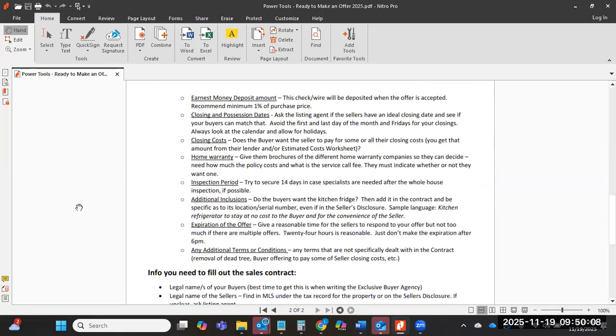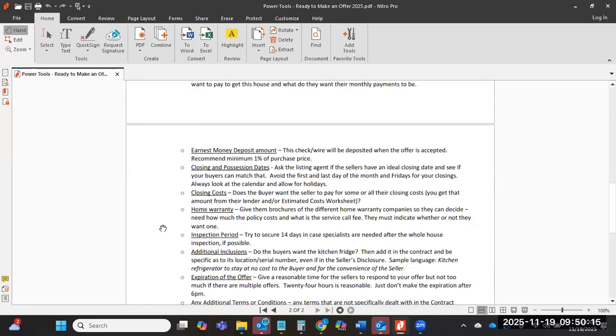Any additional terms or conditions. I know I skipped over expiration of the offer. Any additional terms or conditions. That's if there are dead trees in the backyard that we want removed, or that above ground swimming pool that we want taken out, or any of those other additional terms and conditions.